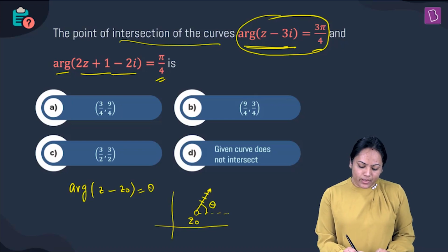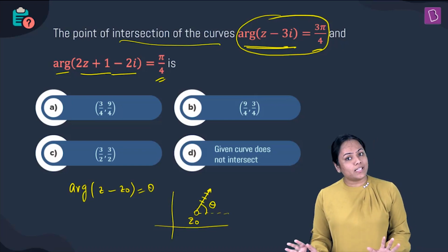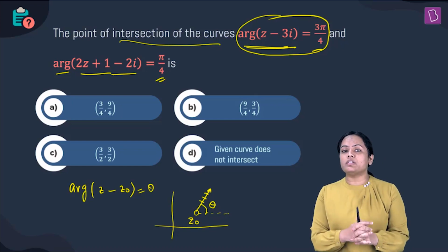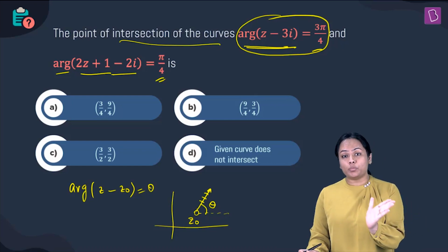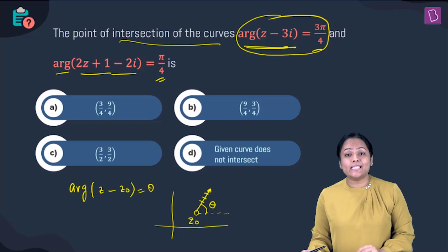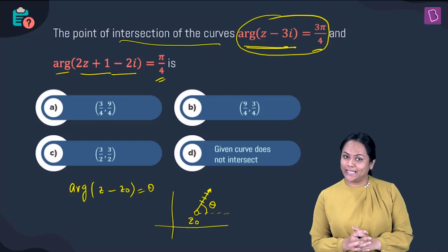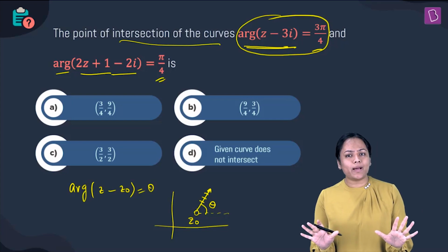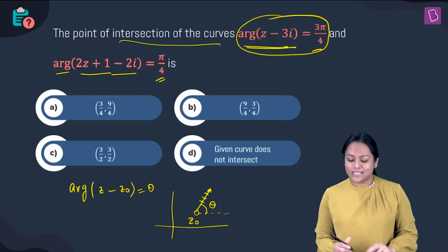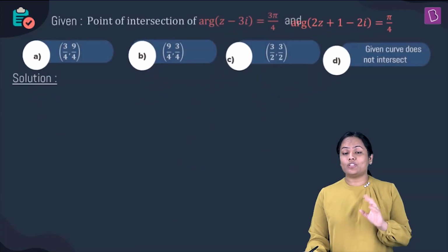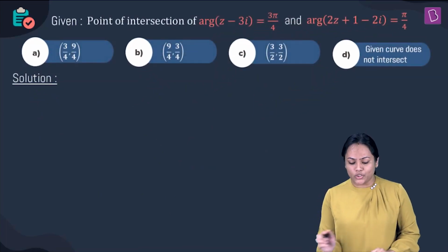Z can lie anywhere on this ray. Is this clear? If my theta is positive, obviously angle has to be measured in anti-clockwise sense. If my theta is negative, it's measured in the clockwise direction. Have you recalled this much? Perfect. So let's start with the first equation which they have given to us in the question.